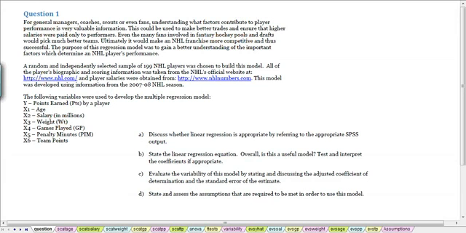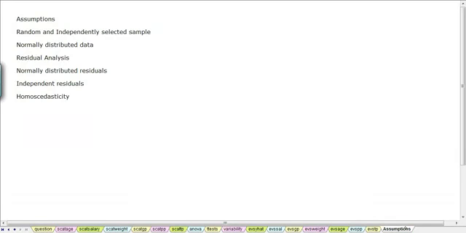In this video, we're going to be looking at problem set 8, question 1, part D, and we're asked to state and assess the assumptions that are required to be met in order to use this model. So these are the assumptions for any regression model that we need to make sure are in place, that they hold true. So the first one is that we have a randomly and independently selected sample.